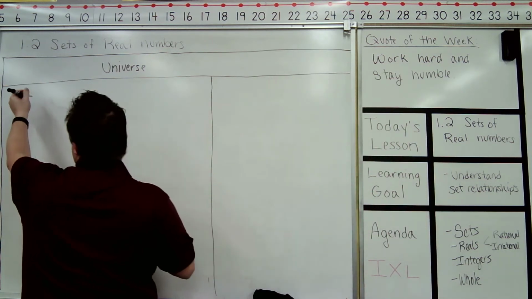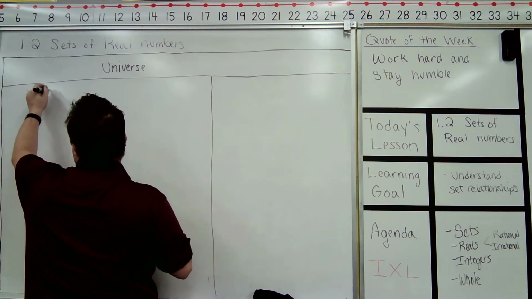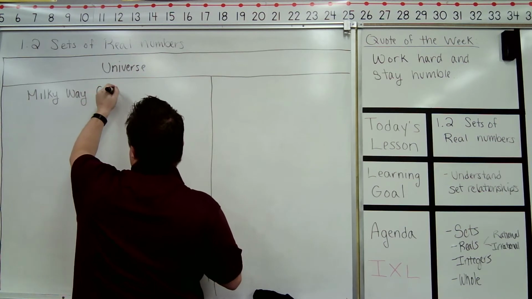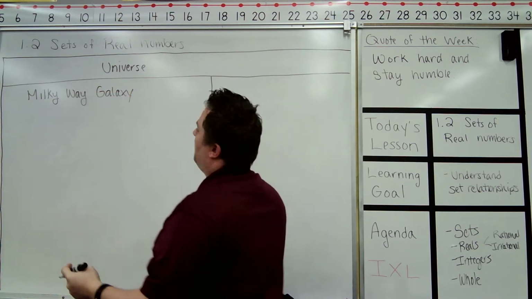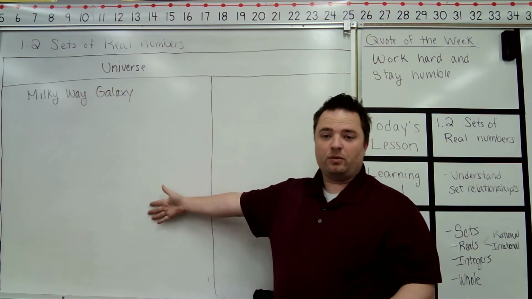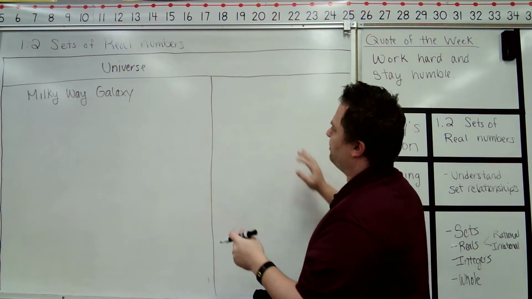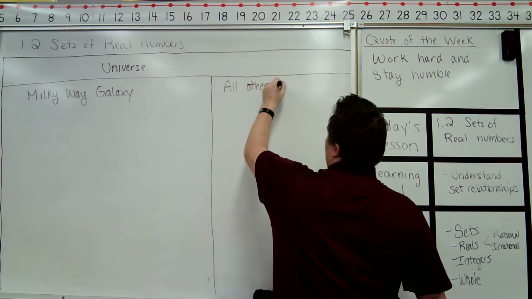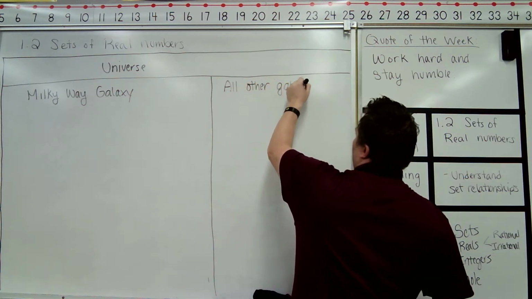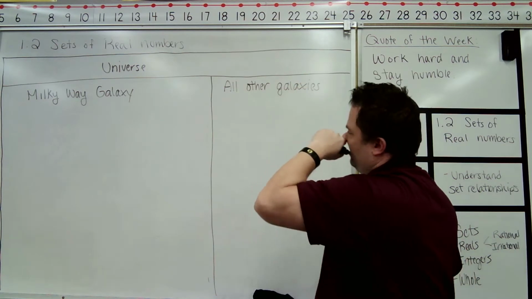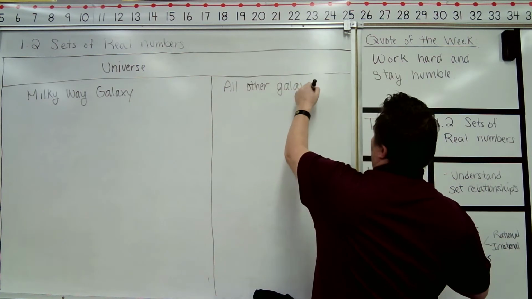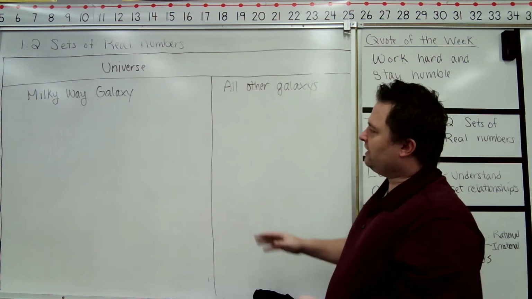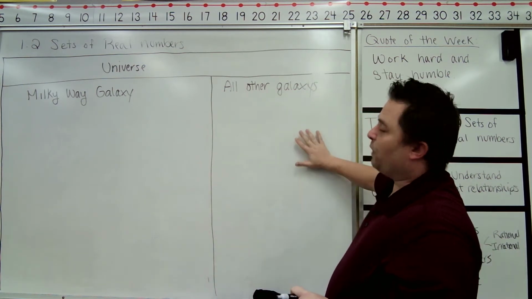We're going to say that this side will be the Milky Way galaxy, which is, by the way, where we live. We live in the Milky Way galaxy. And then we'll say that this side represents all other galaxies. I think that's how you spell that, galaxies. Don't get mad at me if I spelled that wrong. So this is the galaxy that we live in, and this is the rest of the universe, right?